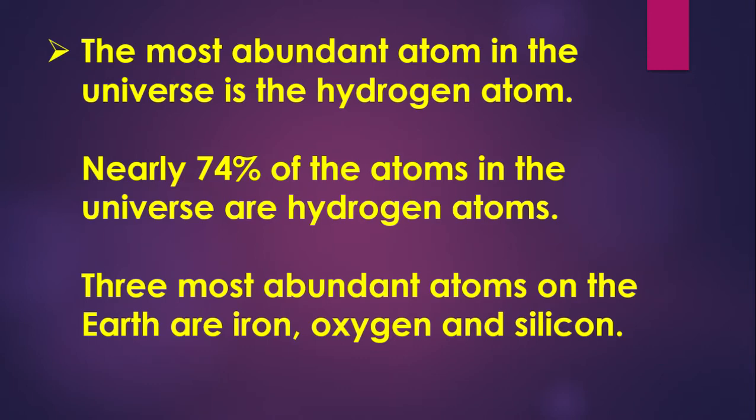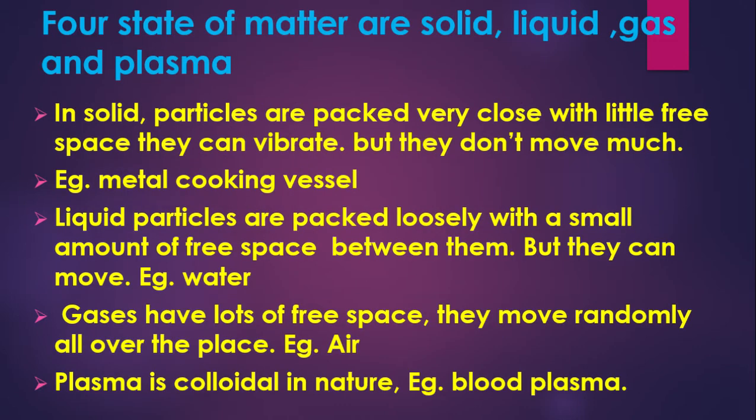The most abundant atom in the universe is the hydrogen atom. Nearly 74% of atoms in the universe are hydrogen atoms. The three most abundant atoms on the earth are iron, oxygen and silicon. The four states of matter are solid, liquid, gas and plasma.